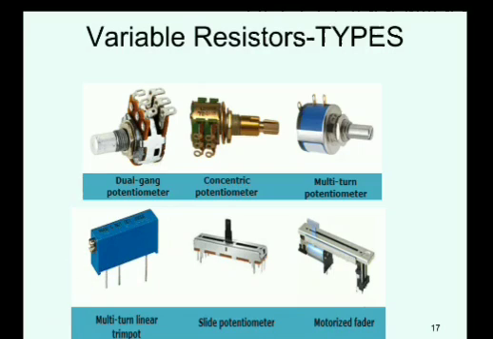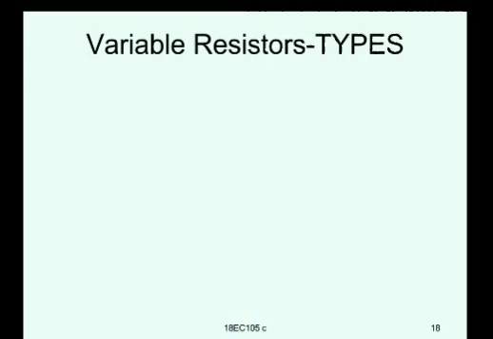The second one is the sliding type of potentiometer. You can see that one. You have a sliding shaft, you can move it up and down or left and right in this figure. And then the other one you have is a motorized fader. It is nothing but a sliding type of potentiometer, and the sliding shaft is attached to a motor. So it is called a fader or a motorized fader, rather an automated one.